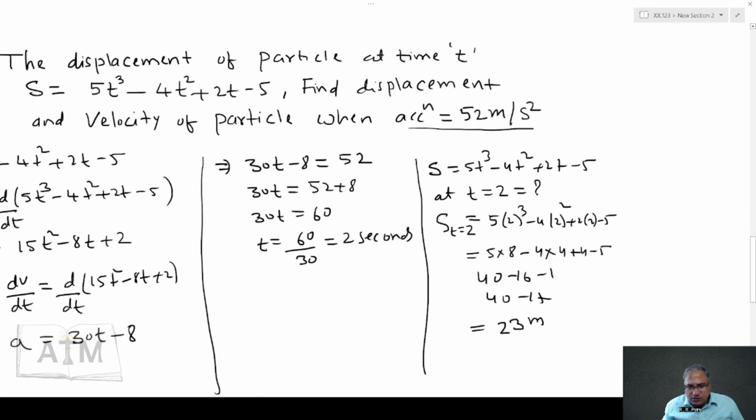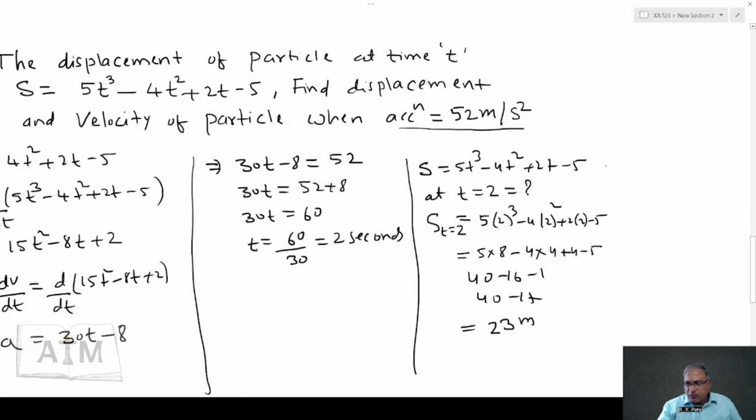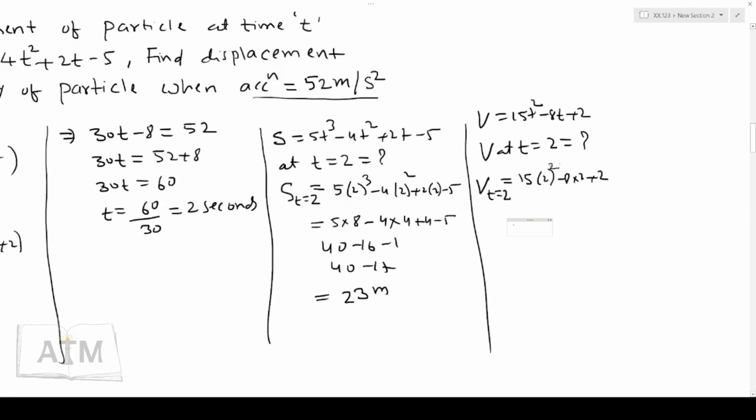So velocity, what was the velocity? We have v equals 15t square minus 8t plus 2. Now putting t equals 2, we get 15 into 4 minus 8 into 2 plus 2 equals 60 minus 16 plus 2 equals 46 meters per second.